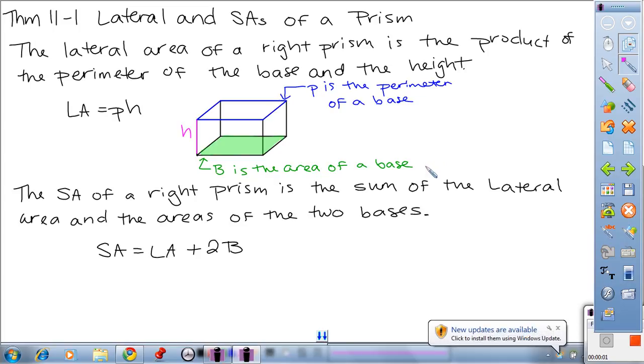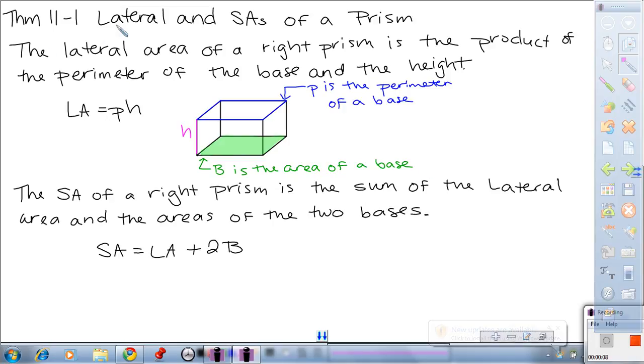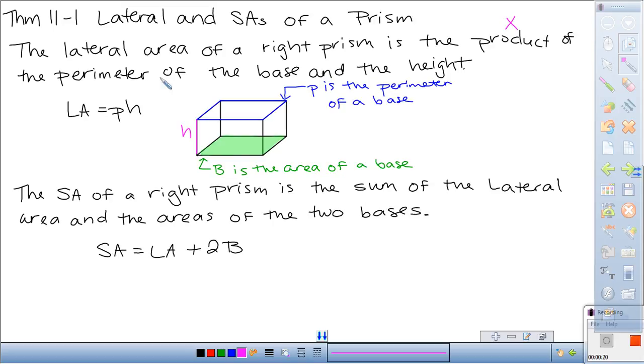This is a continuation of 11.2, surface areas of prisms and cylinders. Here we have theorem 11.1, the lateral and surface areas of a prism. The lateral area of a right prism is the product of the perimeter of the base and the height. Remember, product means to multiply, so we're multiplying the perimeter of the base, which is this blue right here, and the height of the prism.